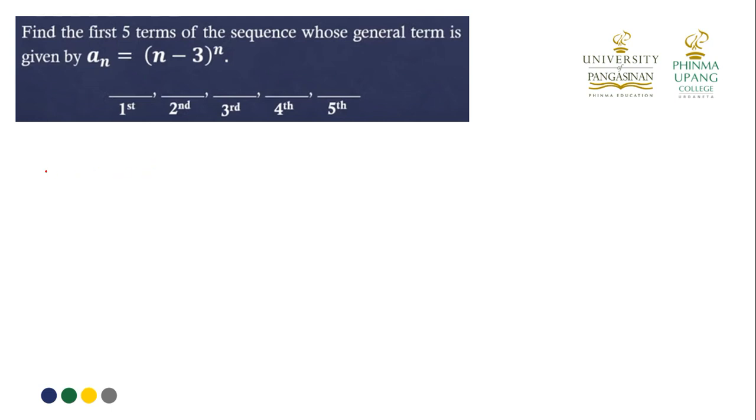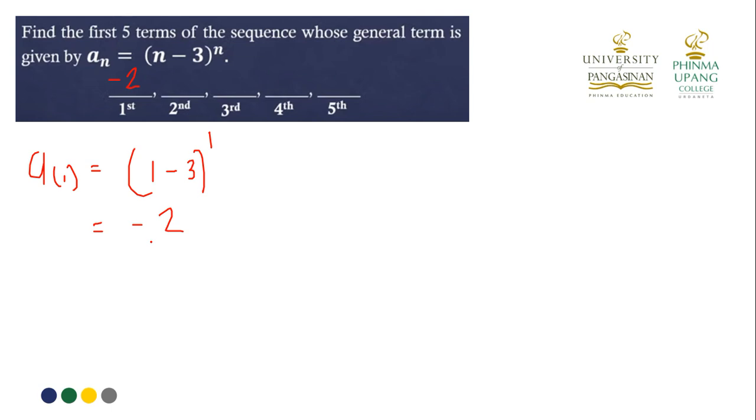First, what is the first term? A sub 1 is equivalent to (1 minus 3) raised to 1. What is the first term? Negative 2. So the first term here is negative 2. You can solve it mentally, or you can use a calculator if you're not sure, because sometimes the signs of our numbers get confusing. Since this has parentheses, our answer can change.